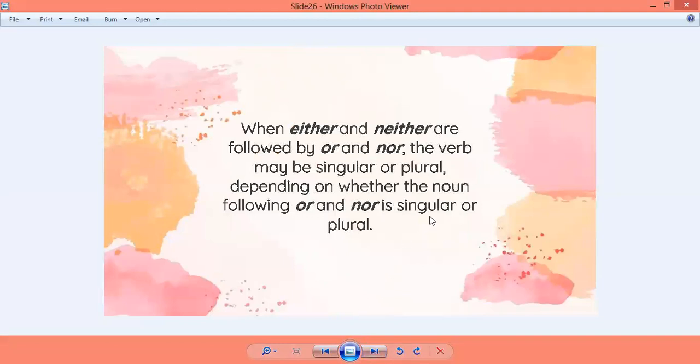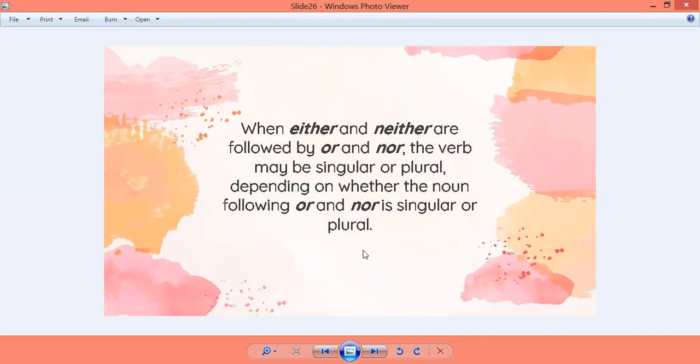When either and neither are followed by or and nor, the verb may be singular or plural, depending on whether the noun following or and nor is singular or plural. This is very simple. Singular और plural है या नहीं वो किस पे डिपेंड करेगा? It will depend on the noun which is followed by or nor.